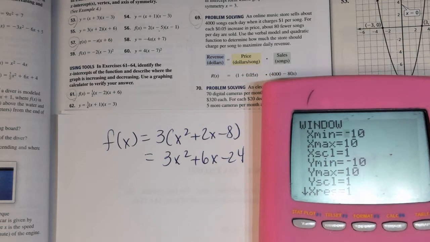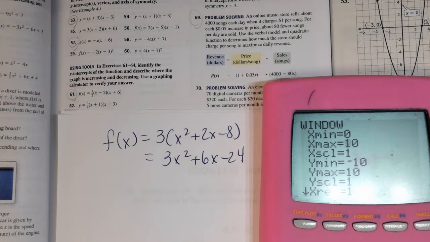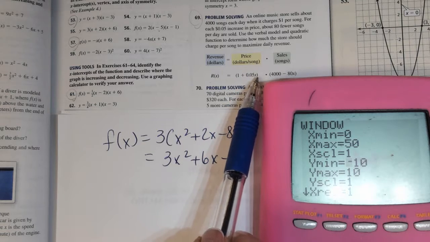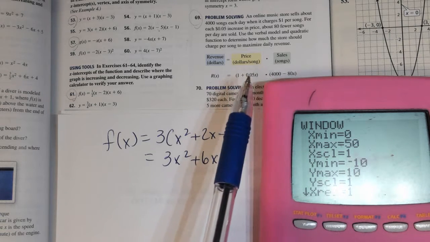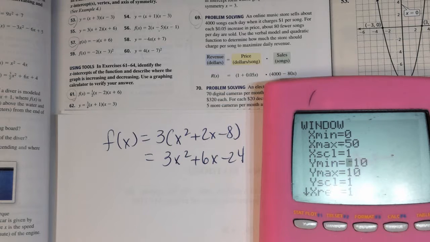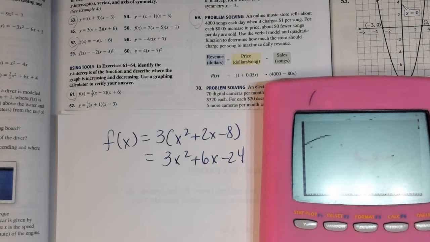I know that the least number of times I can raise it up by a nickel would be 0. The most, I don't know, 50? Could be more than that. The y's, though, if I plug in 0 for x, what am I going to get? 4,000. So I know my Y max has to be larger than 4,000. I'm going to make it like 6,000, see what happens. We'll see if I see the whole function. Not bad. Usually you have to go back and change it even more.